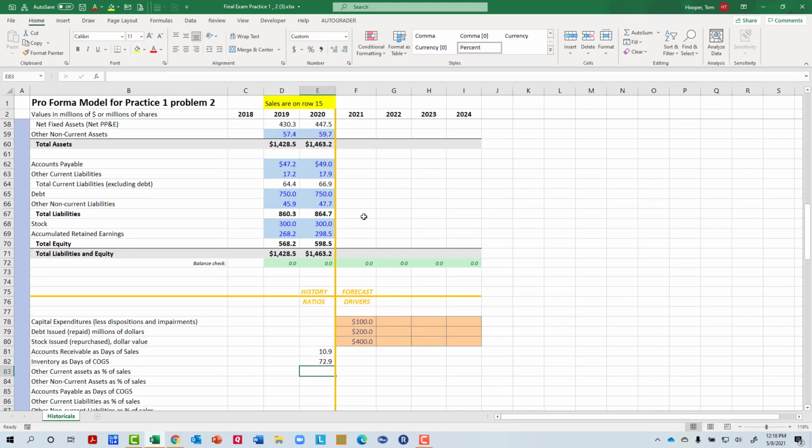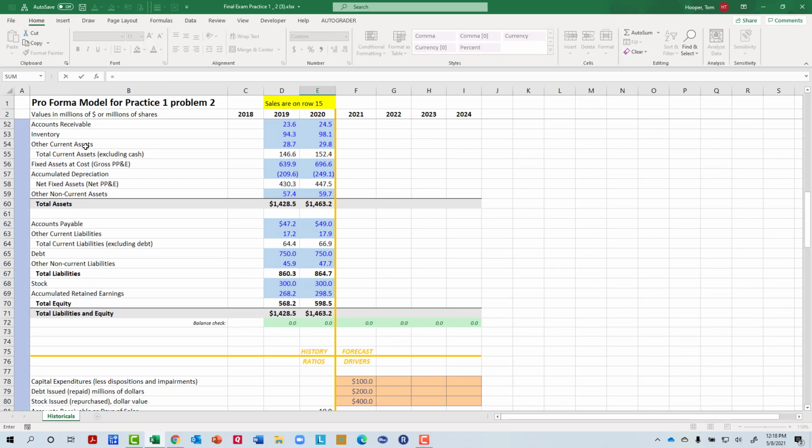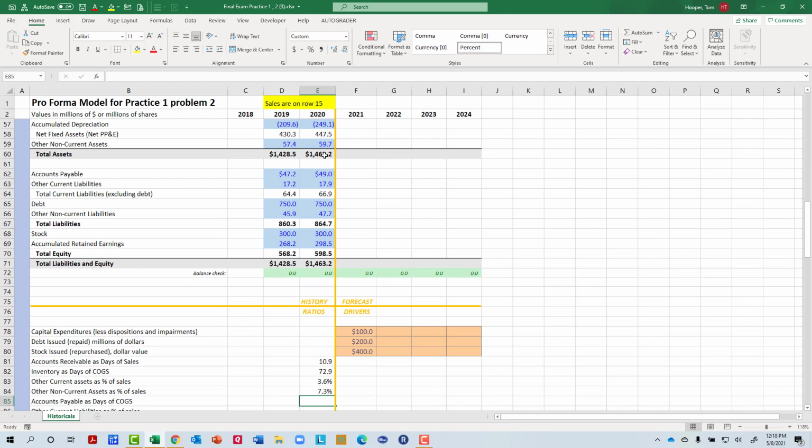And then other current assets is going to be a percentage of sales. Don't confuse it with non-current assets. Go and grab other current assets as a percentage of E15. And then other non-current assets as a percentage of E15. Accounts payable in days of COGS. So accounts payable divided by, that'd be E16, right? Divided by 365.